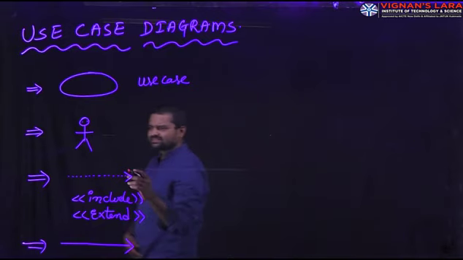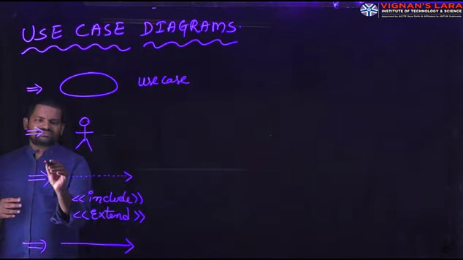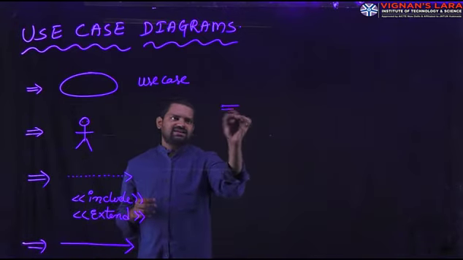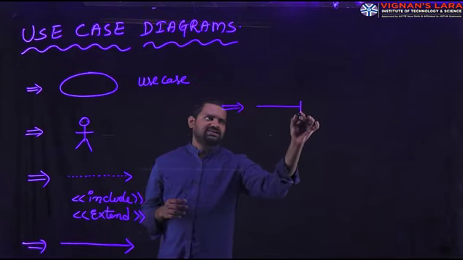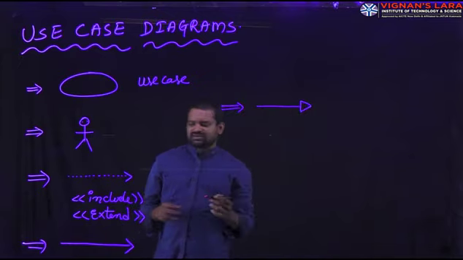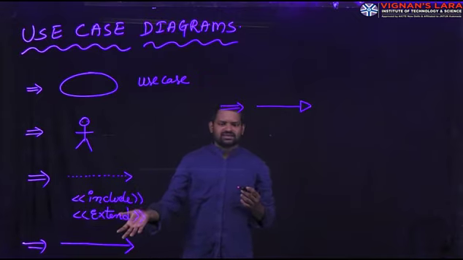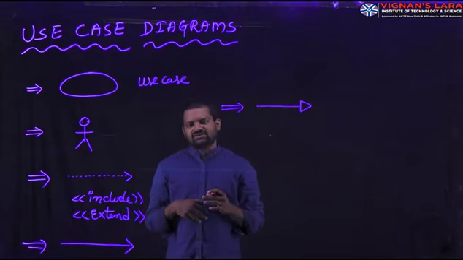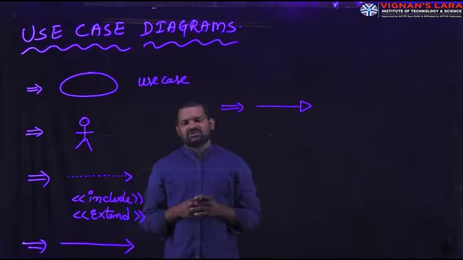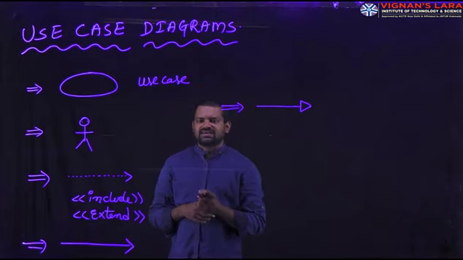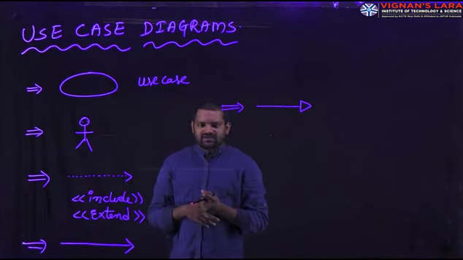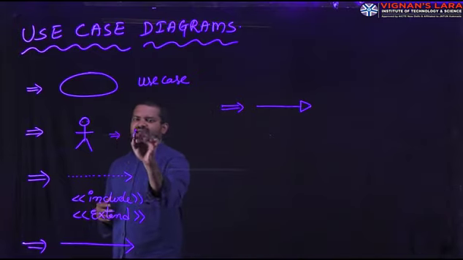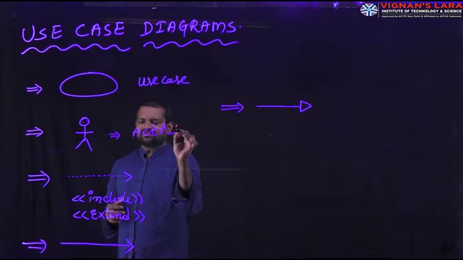Other than this, we may also have another symbol, that is generalization. Where we use generalization: in a parent-child relationship, we use generalization. Use case diagrams will follow these kinds of elements. This is nothing but actor, use case, actor.